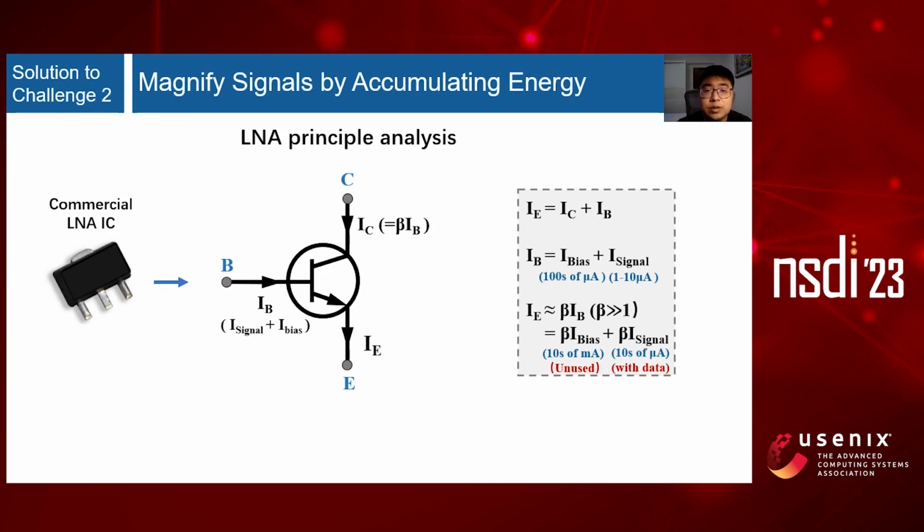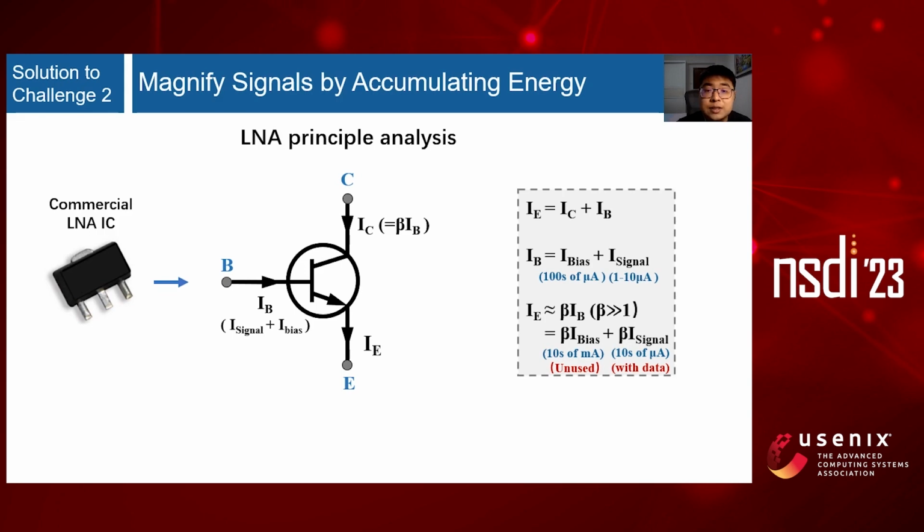The solution to challenge 2 is magnifying signals by accumulating energy. Before talking about the solution, let me first introduce why existing LNA IC cannot be used in a microwatt power RF receiver. In a LNA IC, the function of signal amplification is performed by the triodes. More specifically, the signal current I signal on base can be amplified by beta times and output at the emitter.